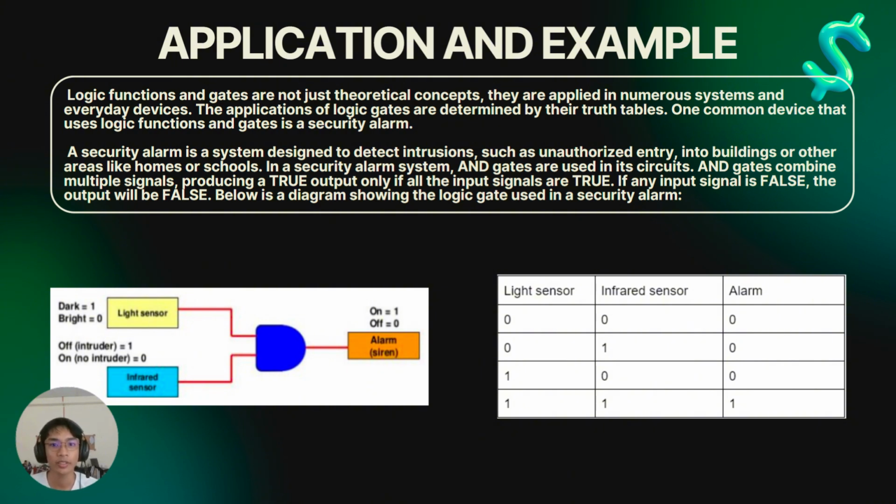In a security alarm system, AND gates are used in the circuit. An AND gate combines multiple signals, producing a true output only if all the input signals are true. If any input signal is false, the output will be false. Below is a diagram showing the logic gate used in a security alarm.